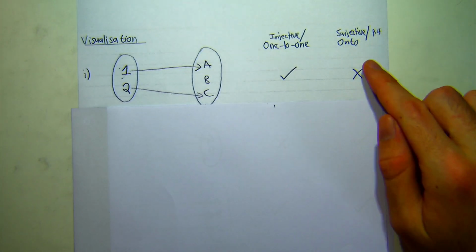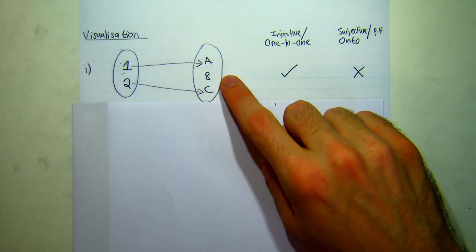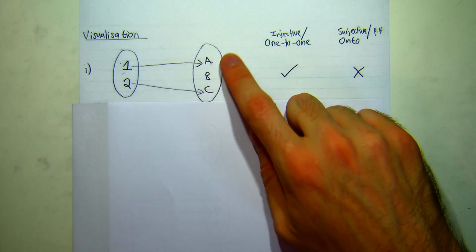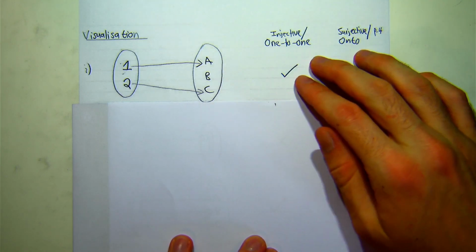On the flip side, it's not surjective because we have B in this codomain that is not being hit by anything, and so it is not true that every element in this codomain is being hit.